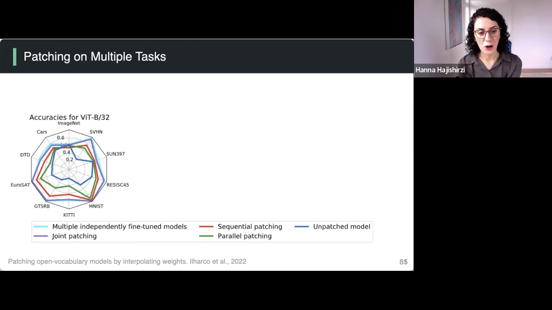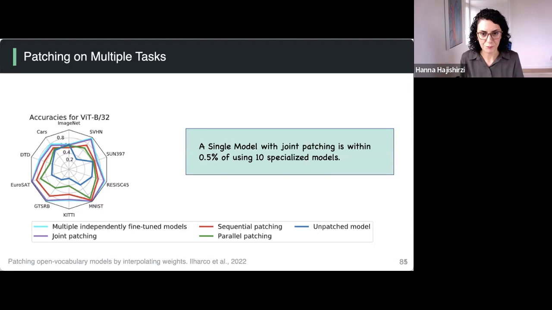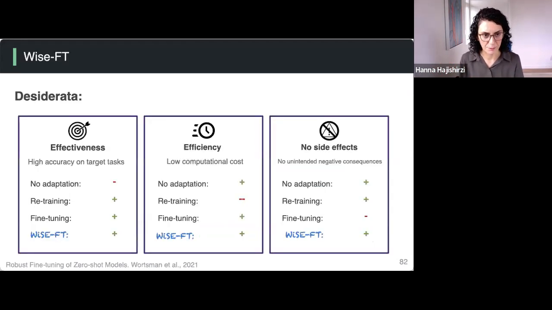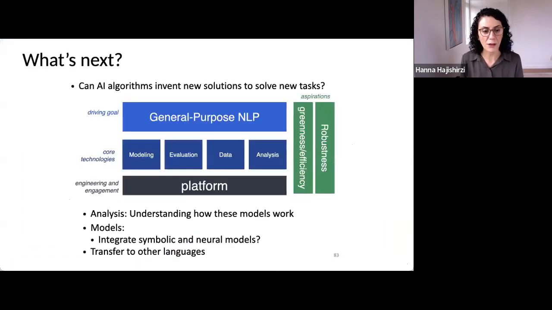And interestingly, these results show that our joint patching approach, the purple line, is basically equivalent to independently patching on all of those, or basically building a specialized model. It is only 0.5% off from using all those 10 specialized models. This is great. We introduced WiSE fine-tuning, which satisfies all these features that we were looking for. It is effective. It has a high accuracy on target tasks. It is efficient. It doesn't have any additional computational cost compared to a regular fine-tuned model. And it doesn't have any side effect, like we do not lose accuracy on the initial or original tasks. Okay, so what is next?